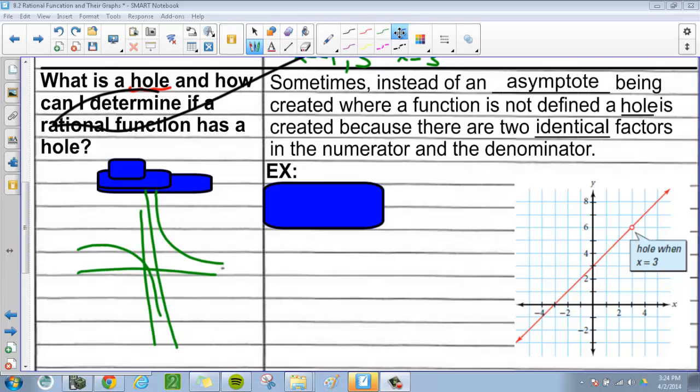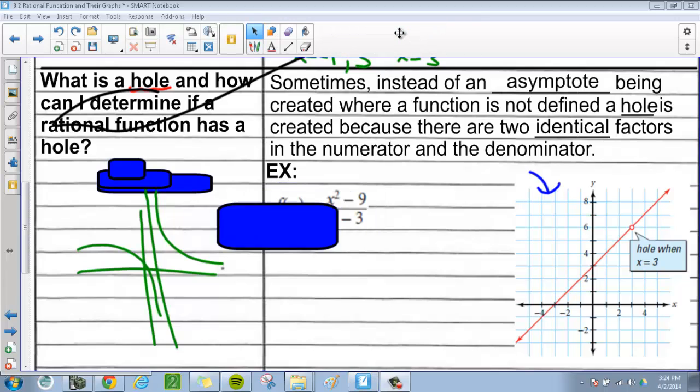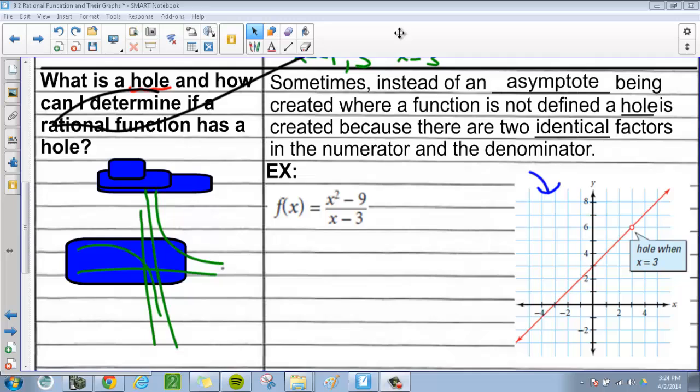So here's a function you can graph, and there's just a hole there. Just this point is not defined. And this graph right here comes from this function right here. You can write this down. We've got f of x is equal to x squared minus 9 all over x minus 3. And I'm going to show you what happens.